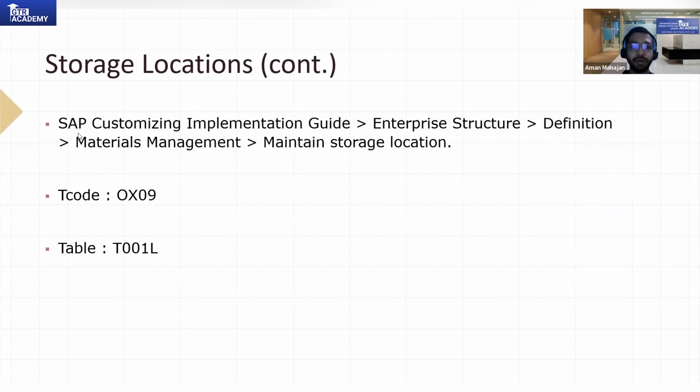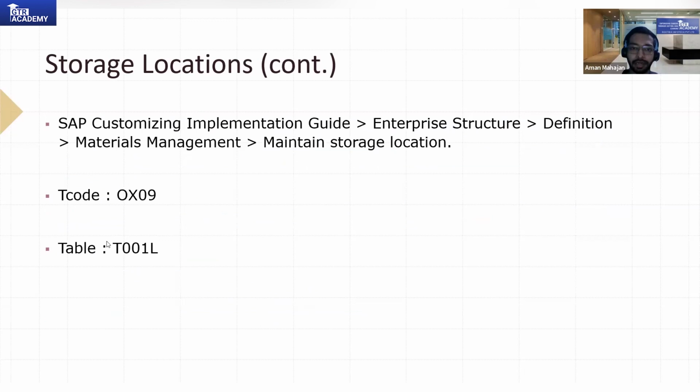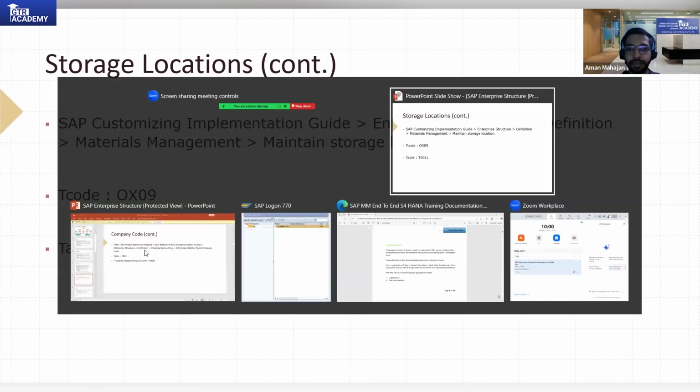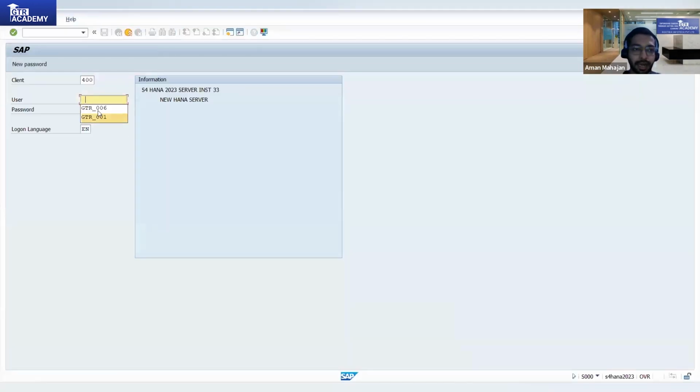Then we have the store location configuration, that is OX09, and under the enterprise structure only you can define it. And then we have the purchase organizations. I'll take this up a little later, but let's continue with the basic details because not much time is left. So we'll take up till store locations. I guess that would be good going for you.